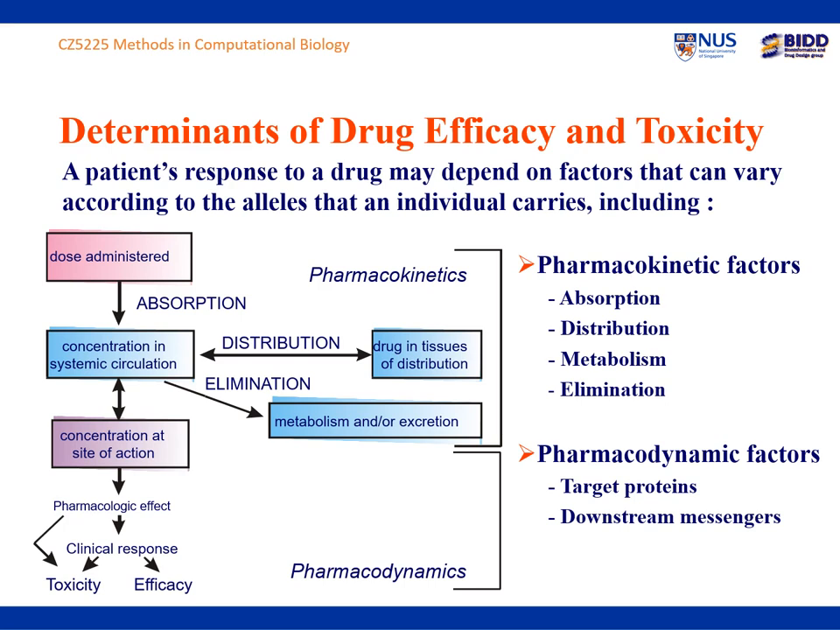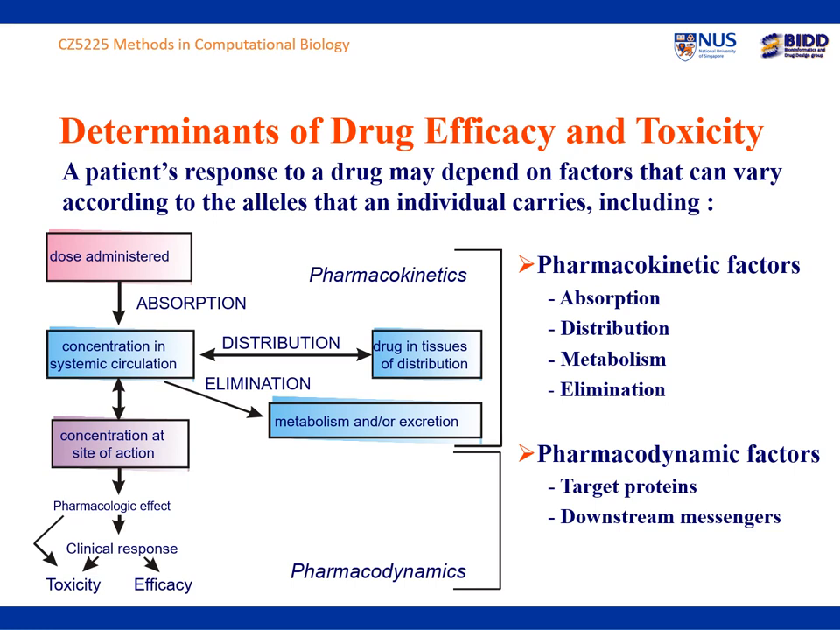A patient's response to the drug may depend on factors that can vary according to the genetic variation, that is, according to the presence of a particular type of allele. There are two levels at which these factors play a very critical role. One is pharmacokinetics and the other is pharmacodynamics. In pharmacokinetics, there is absorption, distribution, metabolism, and elimination of the drug.